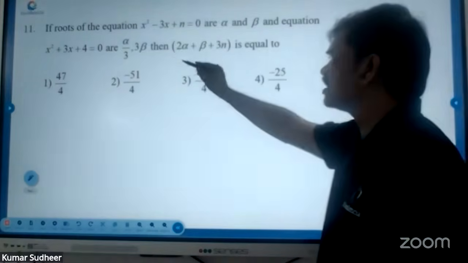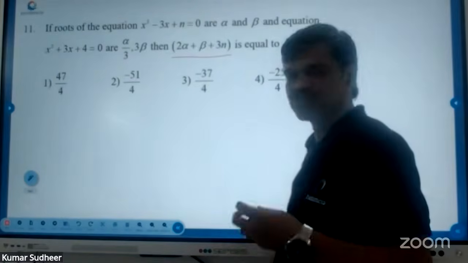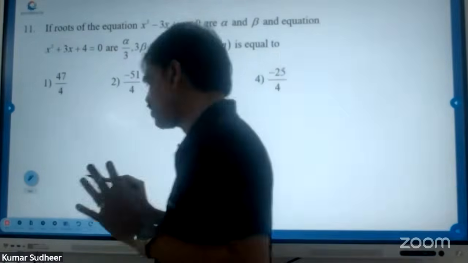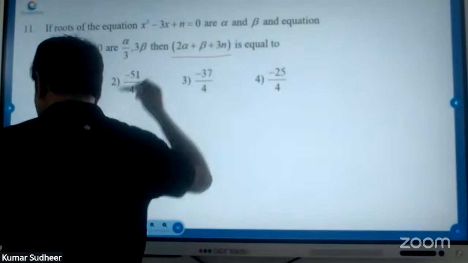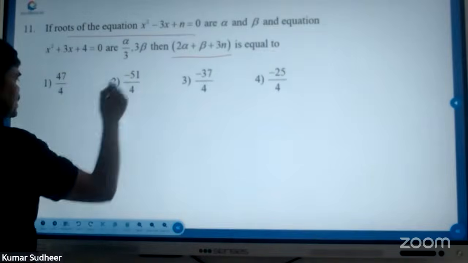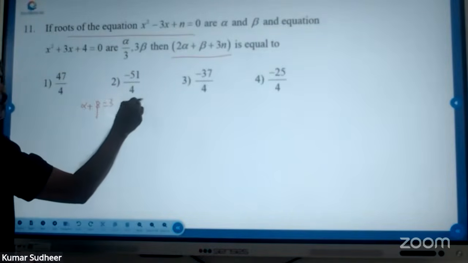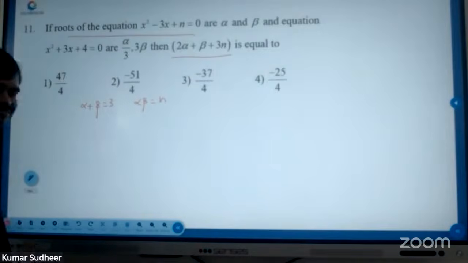You look at the question, very simple question actually. When you use the relation between roots and coefficients, we will get the answer for this. So basically, we have to find out the value of alpha and beta. Maybe we get some equations here. From the first equation, we can say that the sum of the roots, alpha plus beta, is equal to 3. Product of the roots is nothing but n.